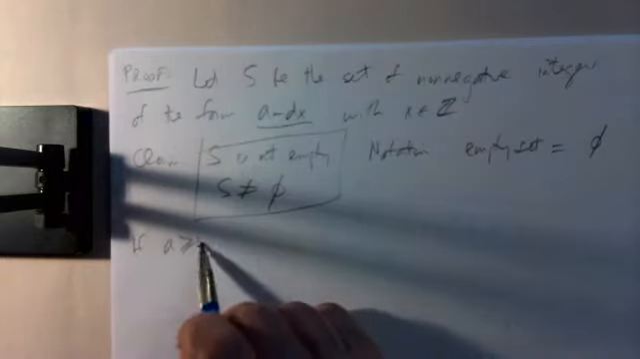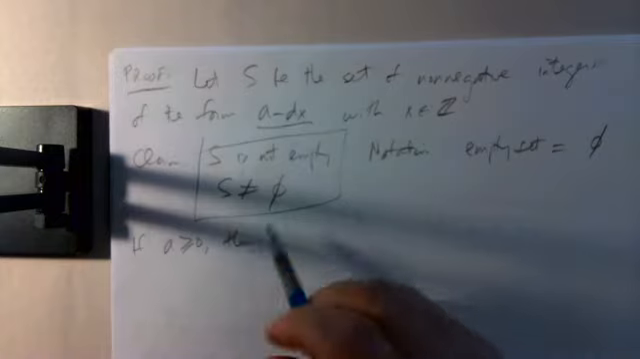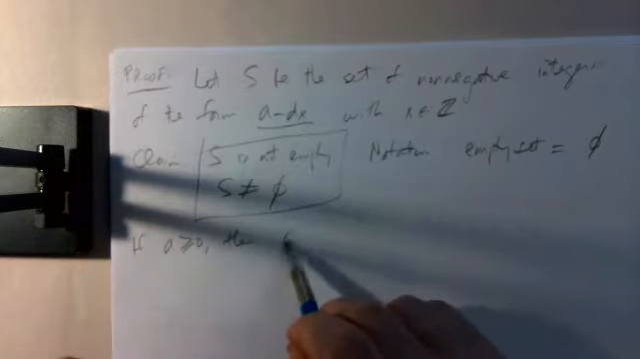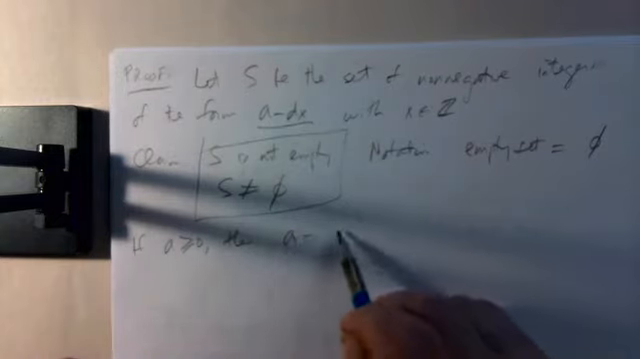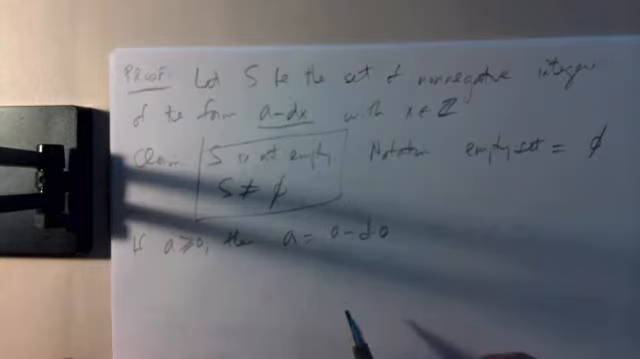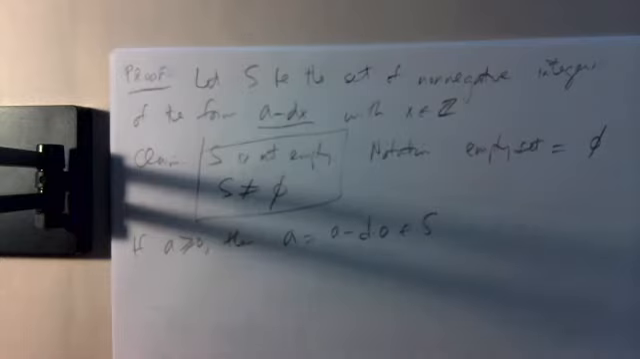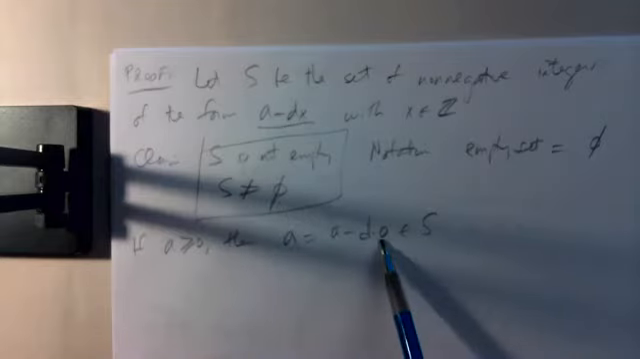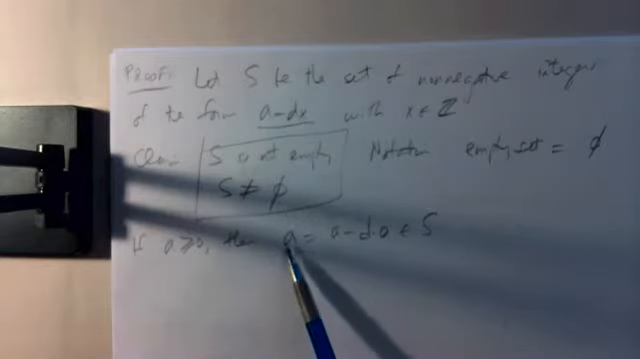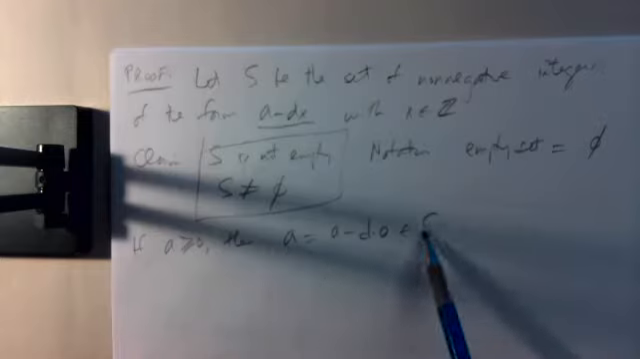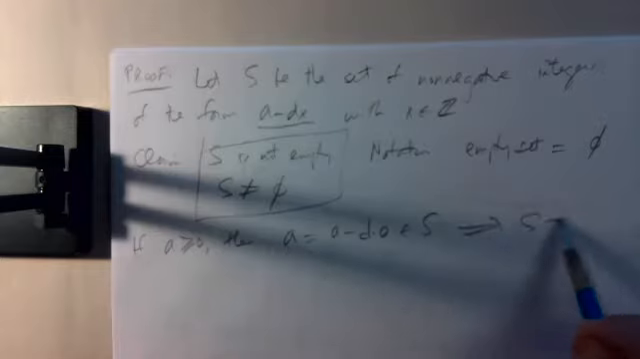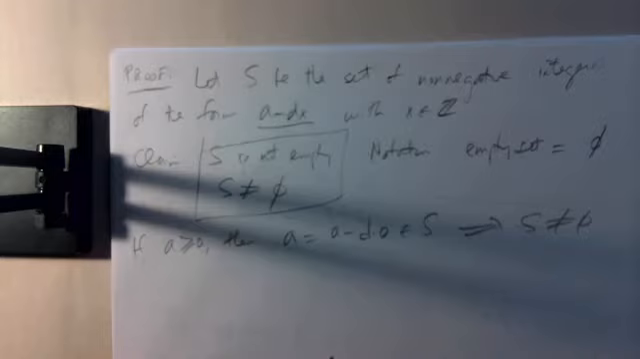If A happens to be non-negative, then A is A minus D times zero, is in S. Right? If I let X equal zero, A minus D times zero is A. So this is a non-negative integer in S. So S isn't empty. That's the first case.